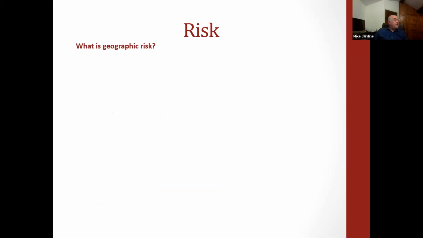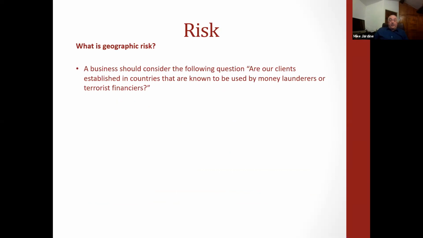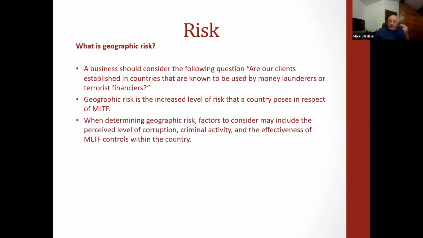So the next area that you need to look at to do your whole of firm risk assessment is the geographic risk. Again, consider the following question: are clients established in countries that are known to be used by money launderers or terrorist financiers? Geographic risk is an increased level of risk that a country poses in respect of money laundering. And when determining geographic risk, factors to consider may include the perceived level of corruption, criminal activity, and the effectiveness of the money laundering controls within that country.